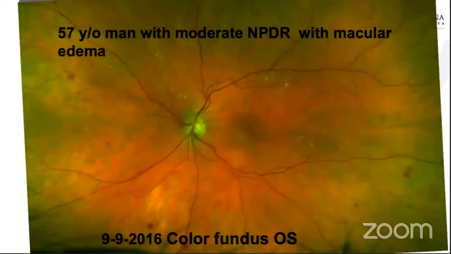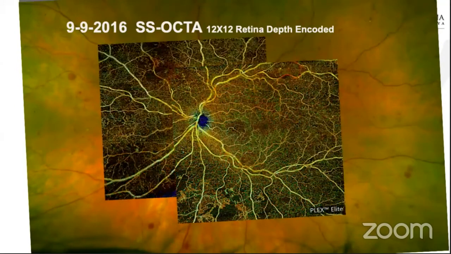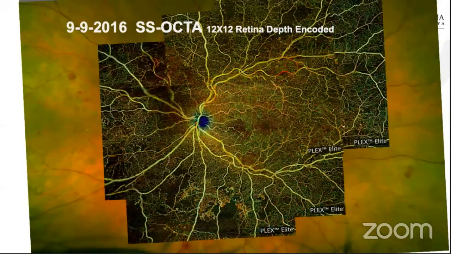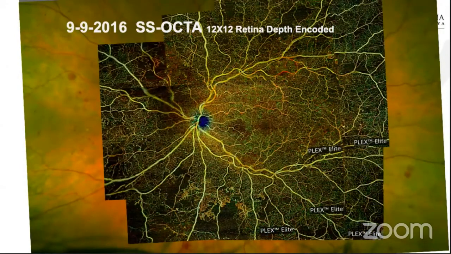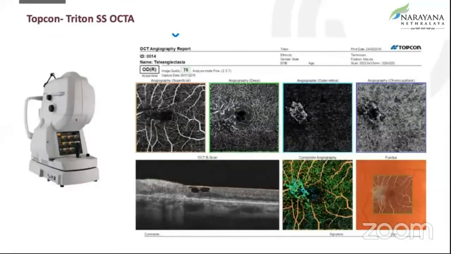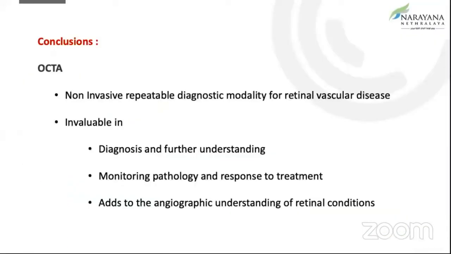This is by Phil Rosenfeld. I borrowed these images, where you can see the montage is so clearly showing what was thought to be an NPDR patient having dropout and neovascularization, which resolved with treatment. These are some of the other platforms that are available, the Zeiss, the Topcon, and the Nidek. I'm sure others have experience with these.